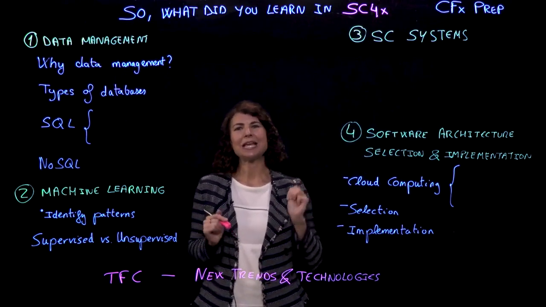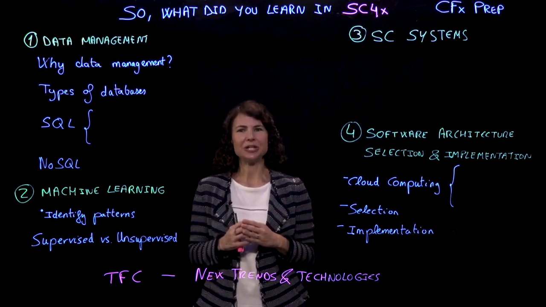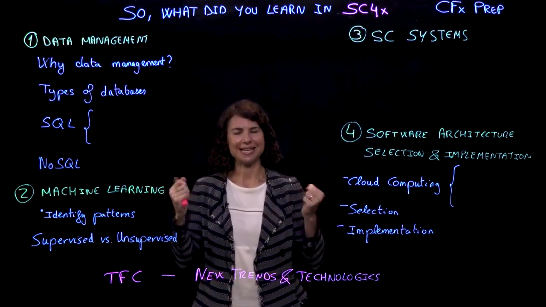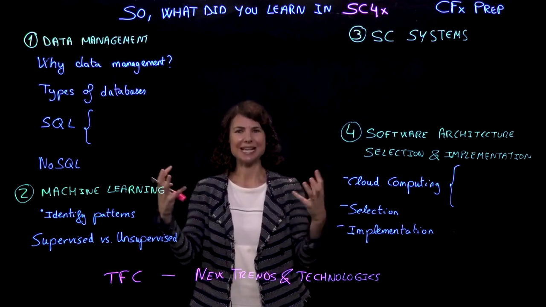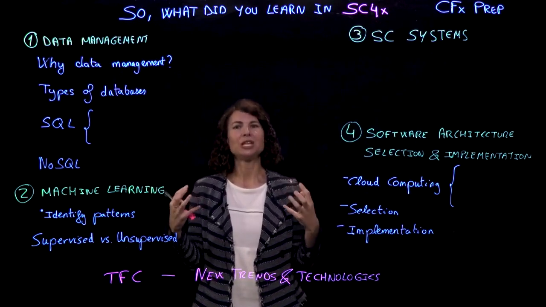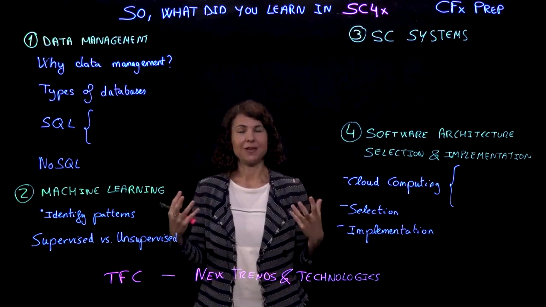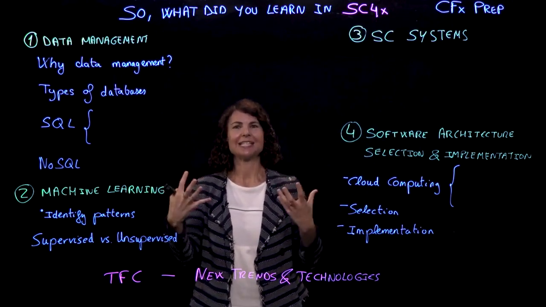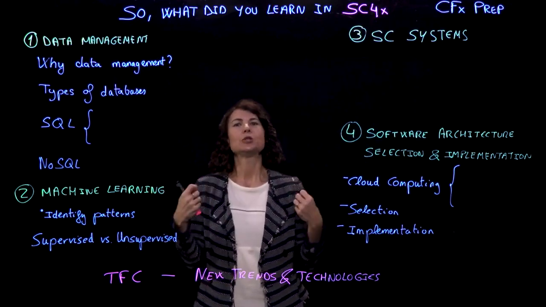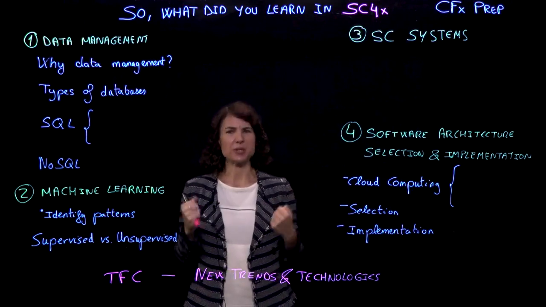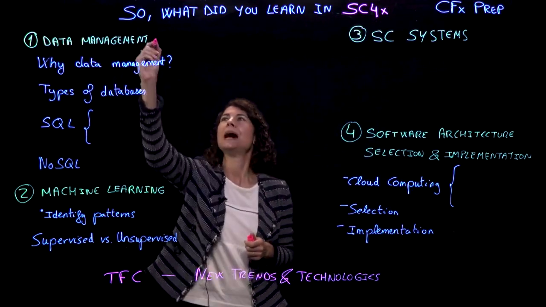There are three main learning objectives in SC4x. The first one is to learn how to manage big data. The second learning objective is to learn how to organize and manage information flows in a supply chain. And the third learning objective is to understand how these things work in the real world, to bring reality to this course. Let's start with the first learning objective, data management.